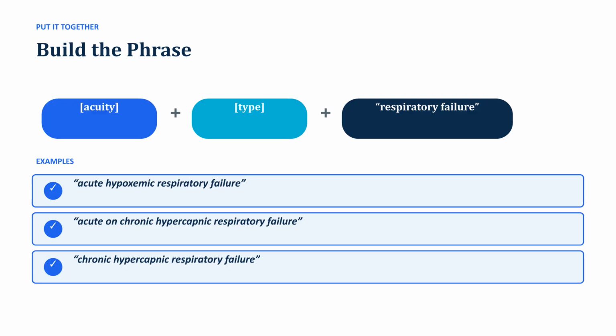When you put it all together, you create a clear, complete diagnosis. For example, acute hypoxemic respiratory failure, acute on chronic hypercapnic respiratory failure, or chronic hypercapnic respiratory failure. Habitually including all three parts prevents incomplete documentation.